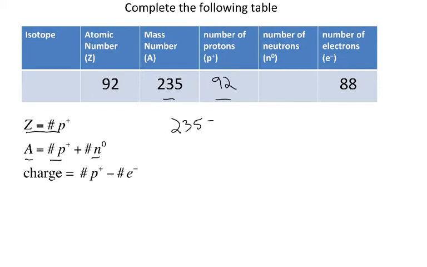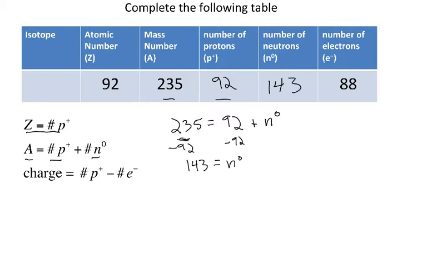235 is equal to 92 plus the number of neutrons. So if I want to get the number of neutrons, to get it by itself, I'll subtract 92 from both sides. So I'll do minus 92, minus 92, minus 92. And so I end up with 143 is equal to the number of neutrons. So I can put the 143 right here.